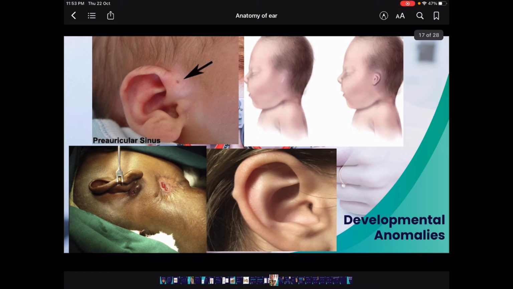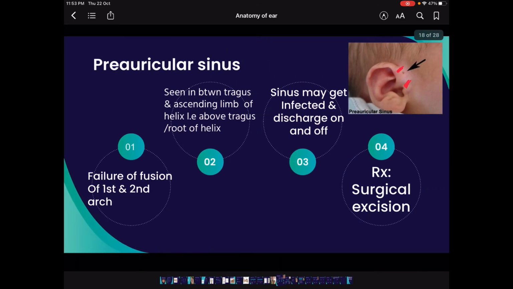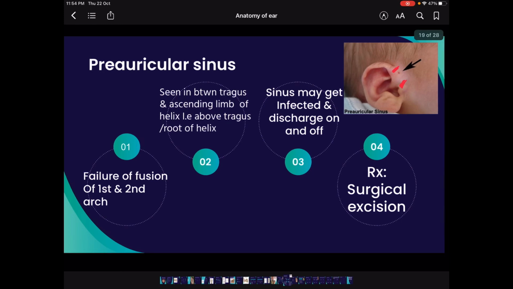There are some developmental anomalies. Some of the developmental anomalies include preauricular sinus, microtia, anotia, coloboma fistula and Darwin's tubercle. Now we are going to discuss the preauricular sinus. Preauricular sinus is mainly due to the failure of fusion of the first and second pharyngeal arches, which is seen in between the tragus and the ascending limb of the helix, that is above the tragus or at the root of the helix. The sinus may get infected and discharge on and off. The treatment is mainly surgical excision.